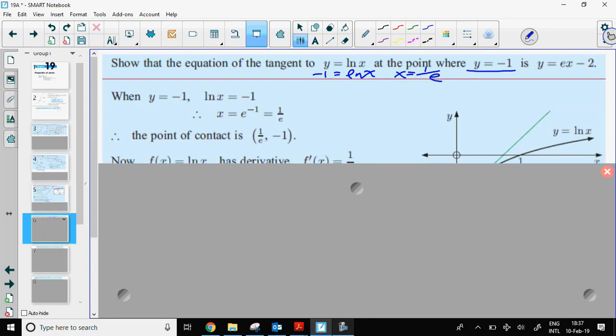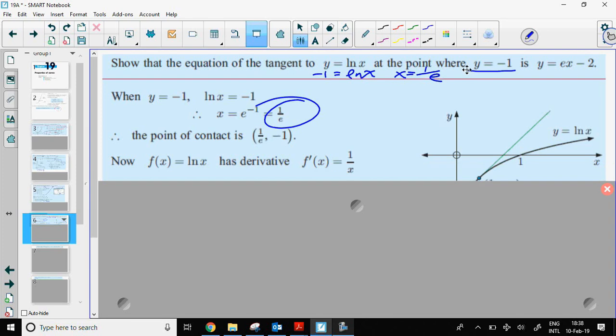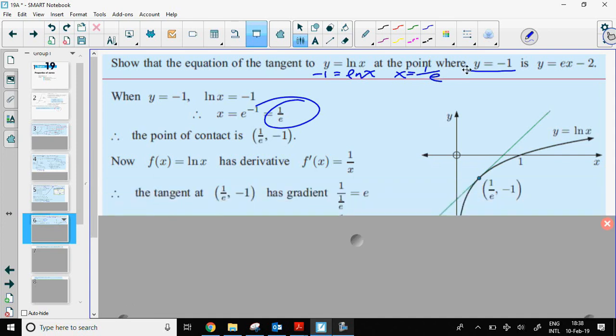And then let's just show this. Here we go. We've got 1 over e. And then we're going to take the derivative. We know the derivative of ln of x is just 1 over x. So we substitute in our x value. 1 divided by 1 over e is just e. So that gives us the slope of the tangent line.